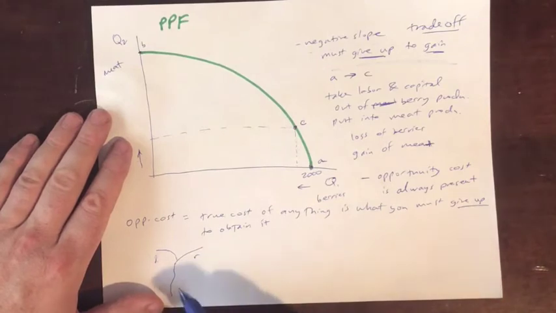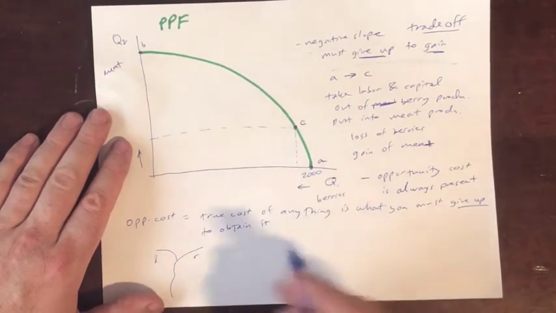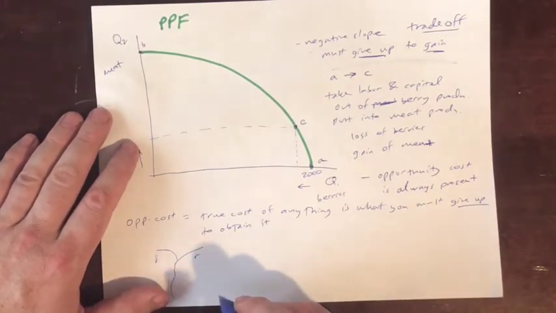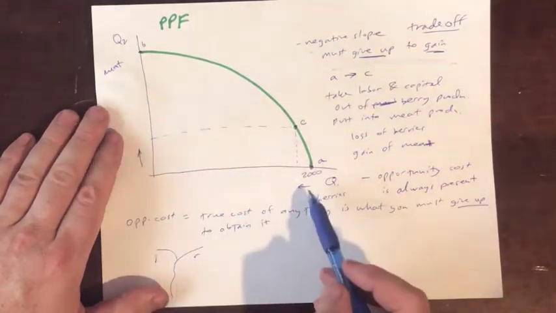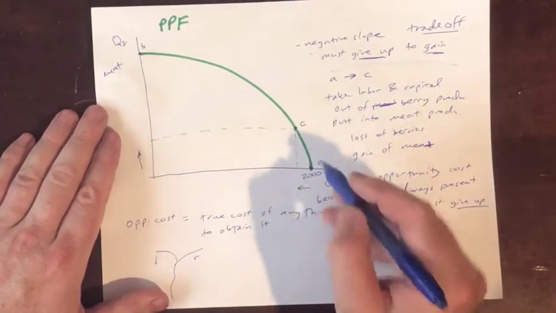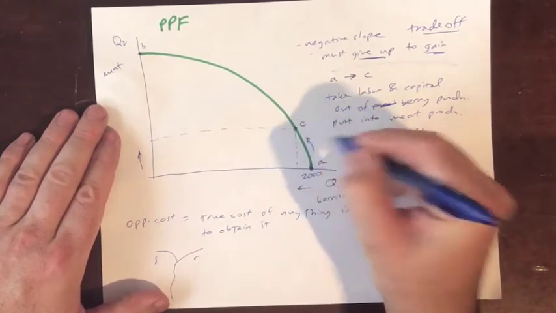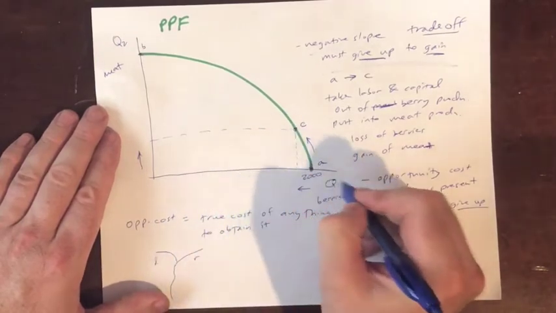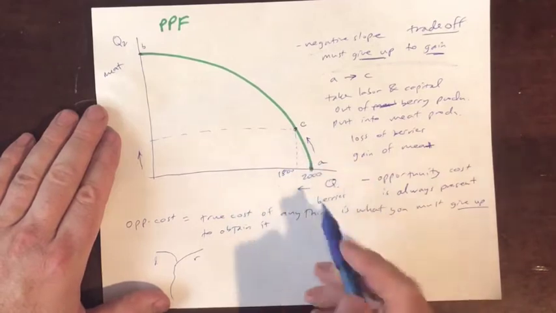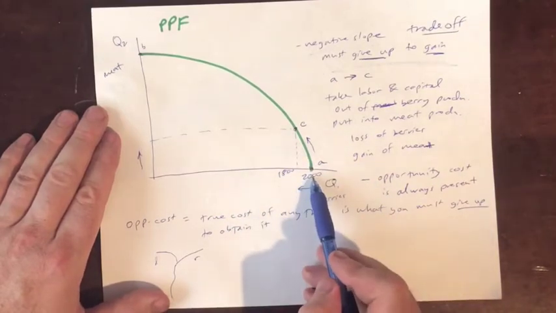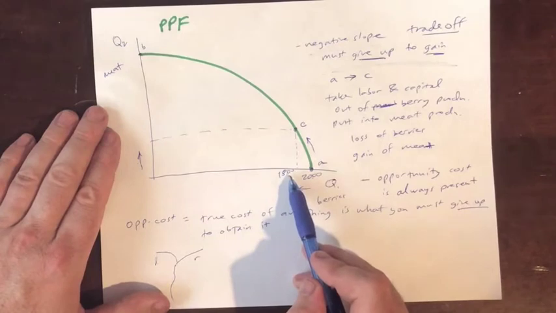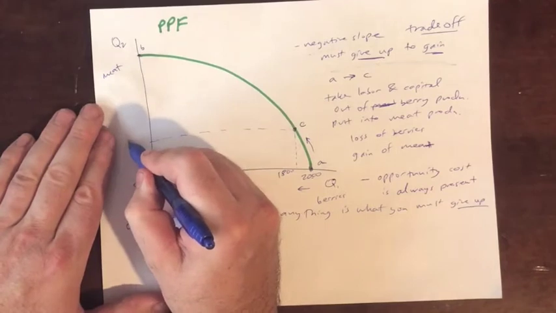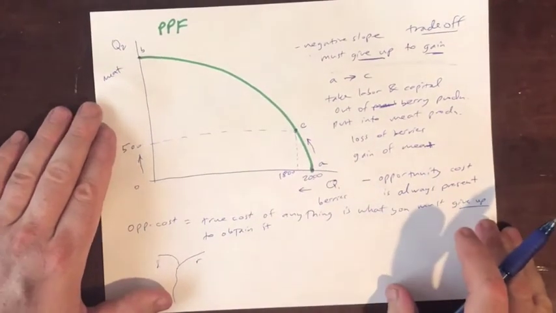Again, I think you guys get the idea: what you must give up in order to gain. So we can actually measure the opportunity cost here. If we're going from point A to point C, we need to throw in a couple more numbers. Let's say that in terms of berries we go from 2,000 down to 1,800. However, we go from 0 over here to, let's say, 500 on this axis.